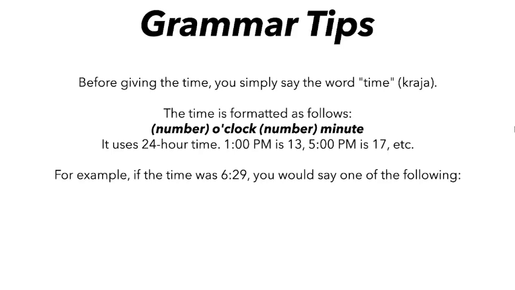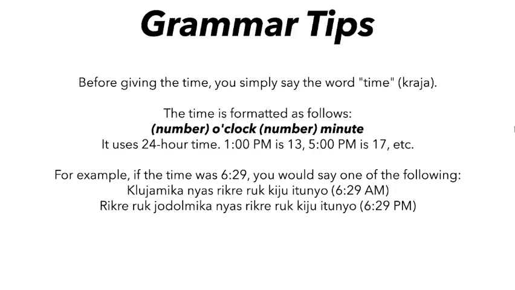For example, if the time was 6:29, you would say one of the following. If it was a.m., kluya mika nyasrikre rukia itunyo. So kluya mika, 6 o'clock. Nyasrikre rukiu is 29, again 2, 10, and 9. And then itunyo is just minute. Or if it was PM, rikre rukyodo mika nyas rikre rukyo itunyo. So rikre rukyodo is 18, then mika o'clock, nyas rikre rukyo itunyo is the same as previously.